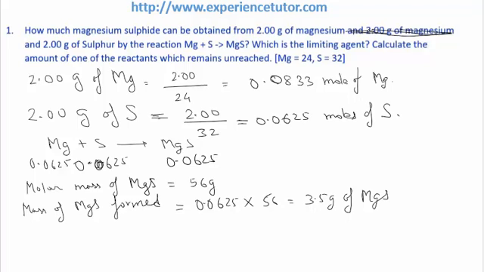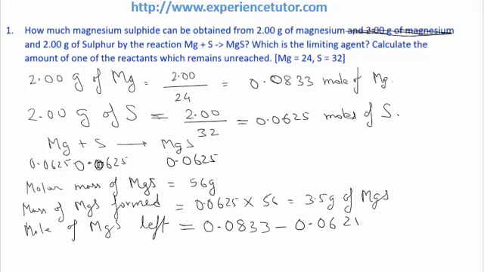Mole of magnesium left is equal to 0.0833 minus 0.0625, which is equal to 0.0208 mole of Mg.